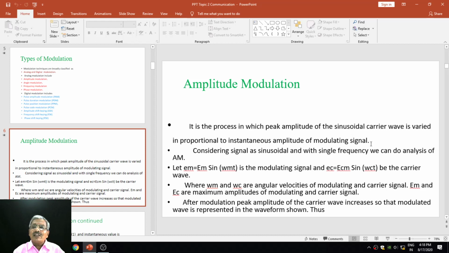Now we are going to derive the modulating equation by considering the signal to be modulated is in the form of sine wave, and also the signal which is used for carrying the modulating signal is also in the form of sine wave. Let us consider a sinusoidal signal with a single frequency that is used for the analysis of amplitude modulation.